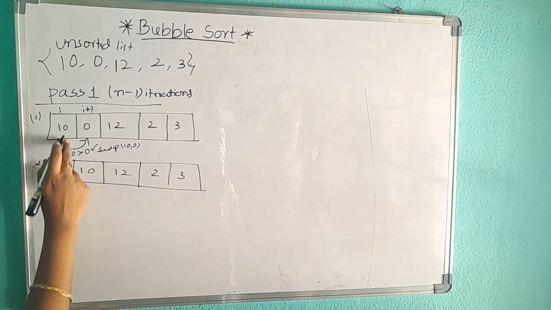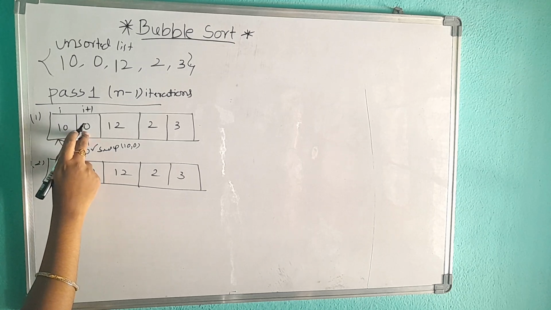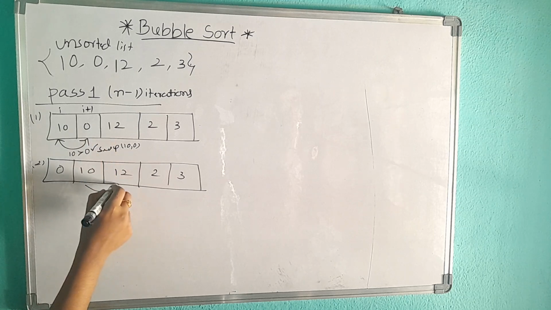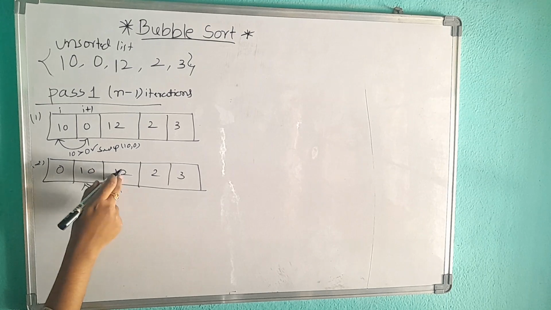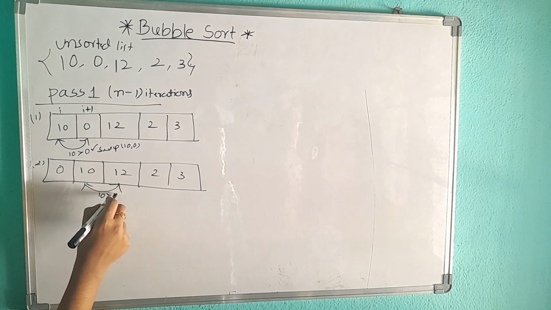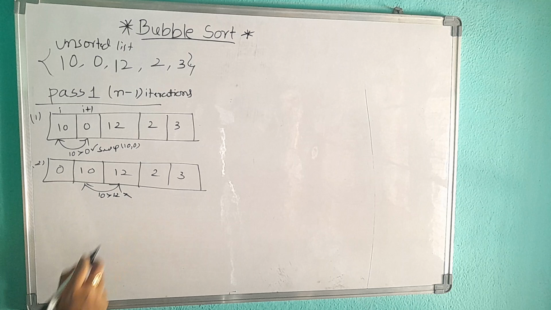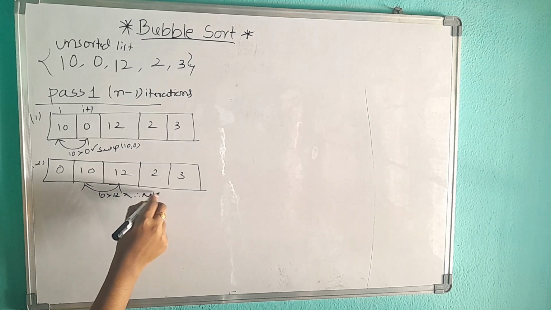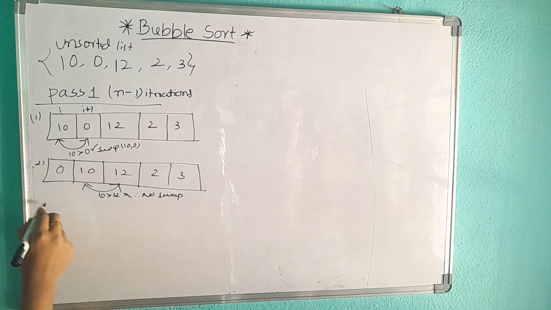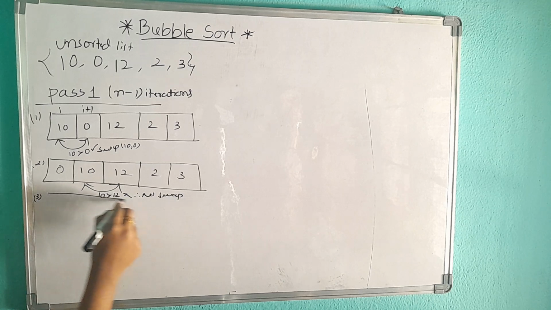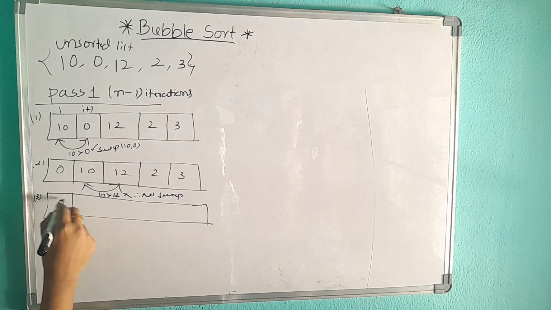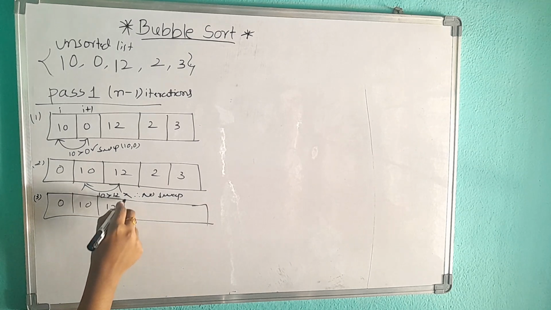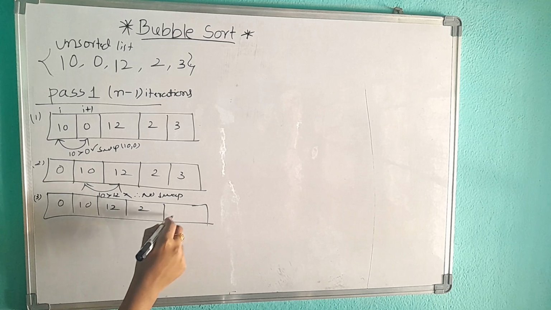Now, we have compared these two elements. Next we have to compare the next two adjacent elements, which are 10 and 12. Is 10 greater than 12? No, the condition fails. Therefore, no swapping is required. So, for the third iteration, the list will be like this: 0, 10, 12, 2, 3.